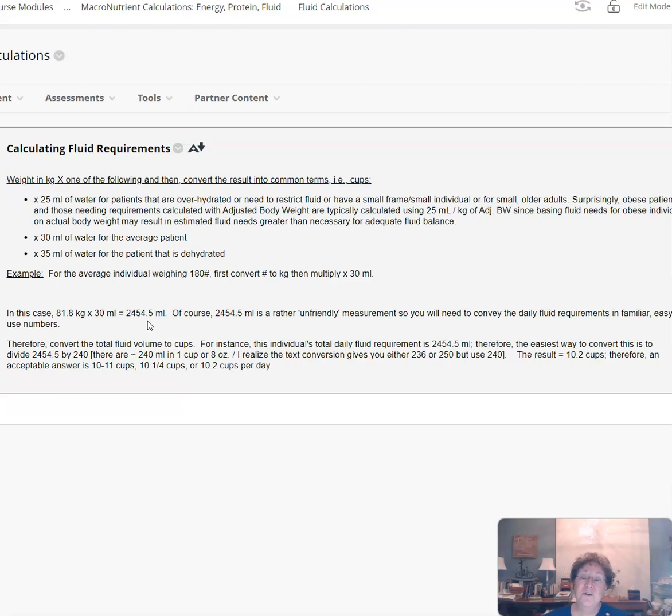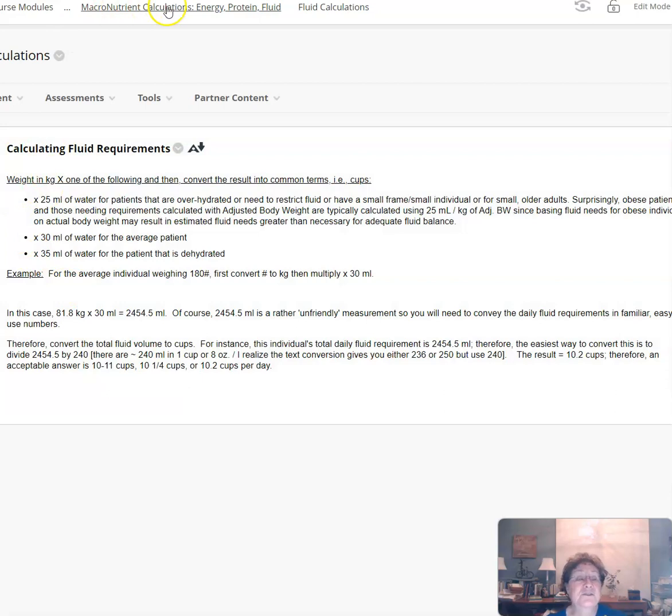Therefore, we need to convert the total volume in milliliters to cups. Now, this is terminology that we're familiar with. So dividing that 2,400, etc. milliliters by 240 gives us the total number of cups. And it turns out that 240 is actually the number of milliliters in 8 ounces or 1 cup. So again, you can read through that calculation.